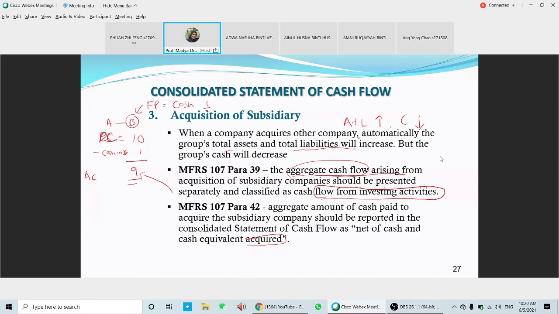And one more thing: when you have an acquisition of a subsidiary, assets and liabilities will increase, cash will reduce, and you may also create a goodwill. So be careful with this one. There are three things involved here: assets and liabilities increase, cash will reduce, and goodwill is also going to increase. This is related to the acquisition, so be careful with this one.